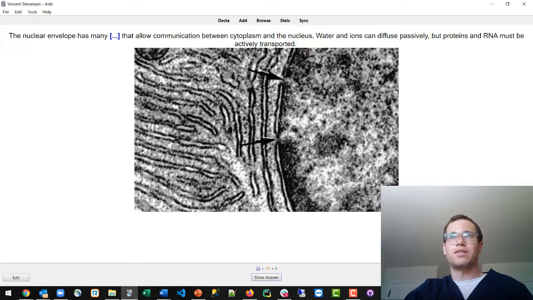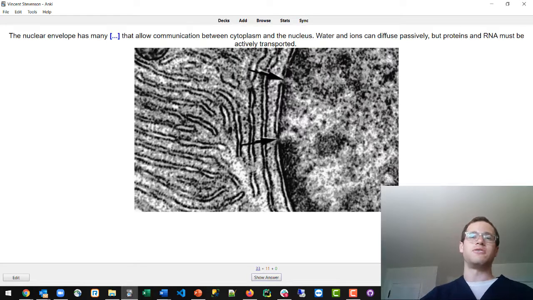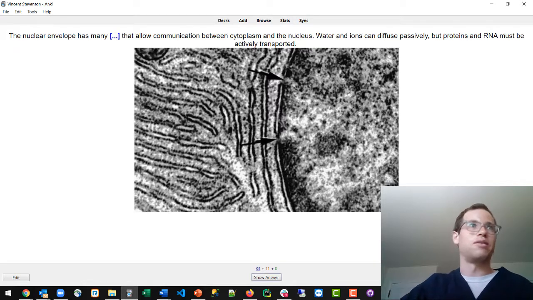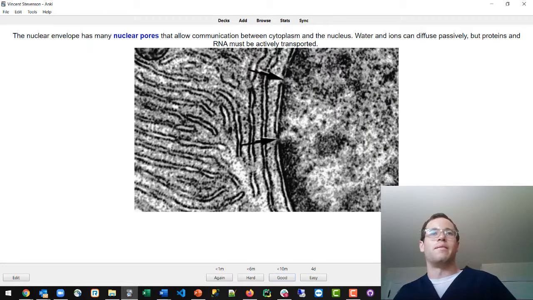However, when you want to move larger molecules like proteins and RNA, these are things that you need to actively move out of the nucleus or into the nucleus, so it takes more energy and you need proteins and you're burning calories to make that happen, so it's called active transport.